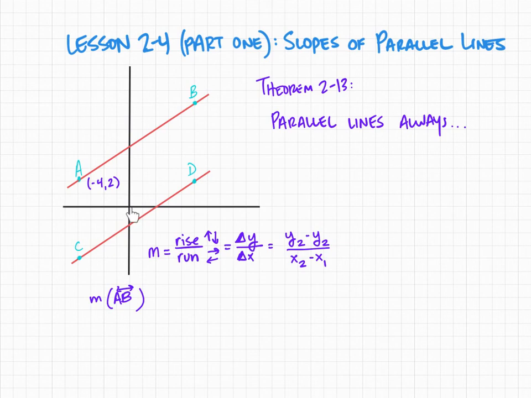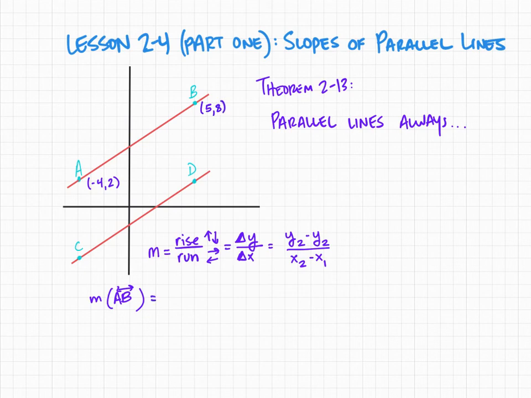To get to B, from the origin, I'm going to go 1, 2, 3, 4, 5 units over, and 1, 2, 3, 4, 5, 6, 7, 8 units up. So that would make the coordinate for B (5, 8).